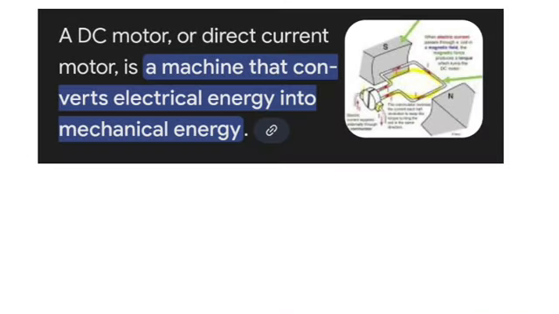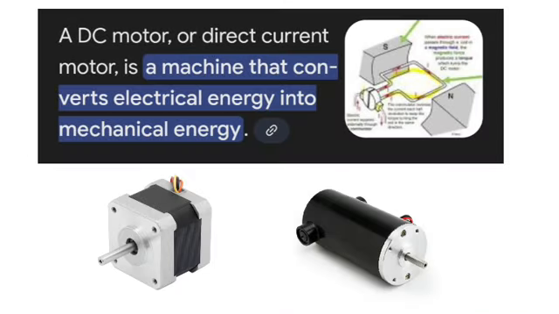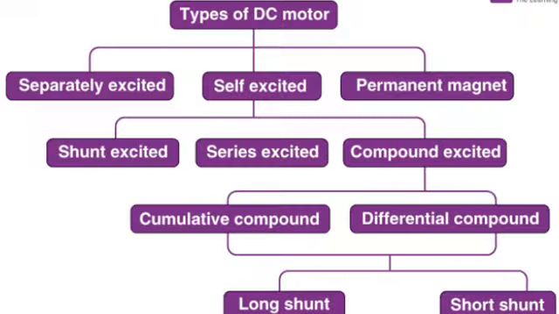And DC motors use direct current to produce rotation, and they are simple, reliable, and inexpensive in nature. These motors are commonly used in applications such as automotive, industrial, as well as in robotics, where we are using DC motors.